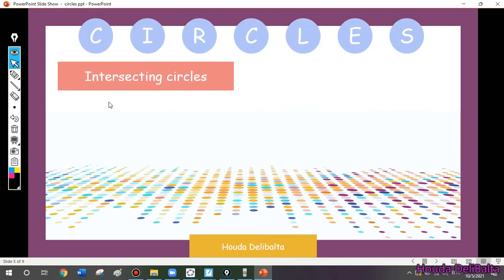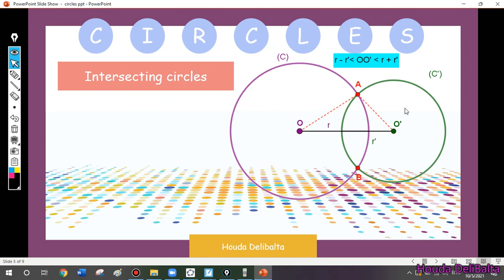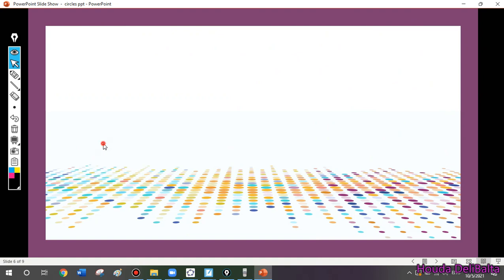Now we have the intersecting circles, as you see, and the distance between the centers is bounded between the difference of the radii and the sum of the radii. So I'm making just a quick revision for all what we said in the previous videos, and that's why I'm moving quickly and making a tiny revision for what we did.